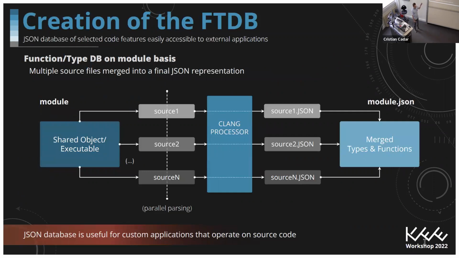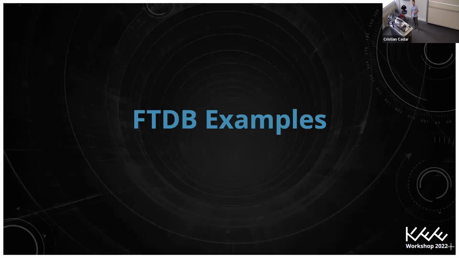This parsing I mentioned happens in parallel for each translation unit. Every translation unit is parsed in parallel, and then we have the merging part to make sure that a given type is exactly the same across the entire source code.